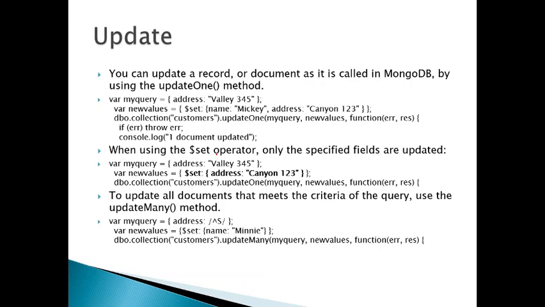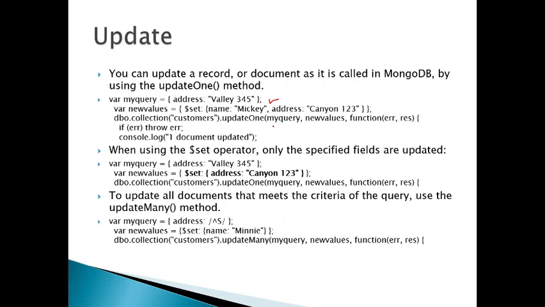To update some information in the database, there is a method update one. Using this update one method, first you will find the query. For example, in this case, we are defining a query where the address has value 345, where the new values will be set: name Mickey, address Canyon 123, etc. We are updating the complete record.